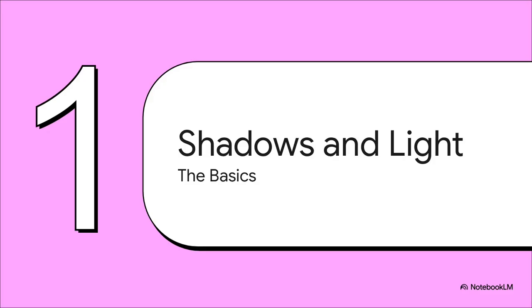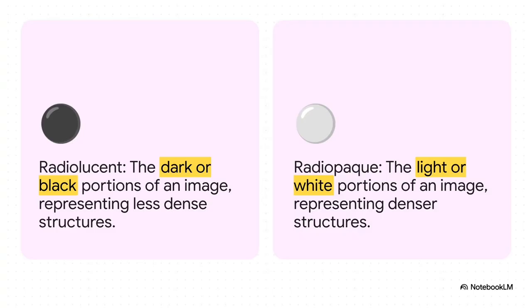Okay, first things first. Before we can solve any case, we've got to learn the language of the evidence. And in the world of X-rays, that language is all about shadows and light. Every single X-ray really just boils down to a study in contrasts. The two most important words you need to know are right here. Radiolucent, which are the dark parts, and radiopaque, which are the light or white parts. Seriously, if you can get this simple contrast down, you've unlocked the key to everything else.